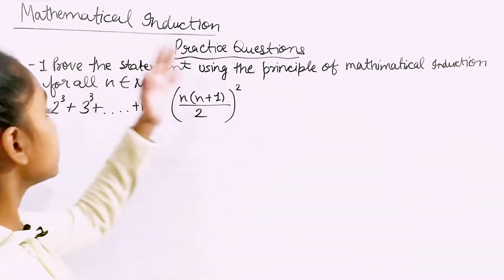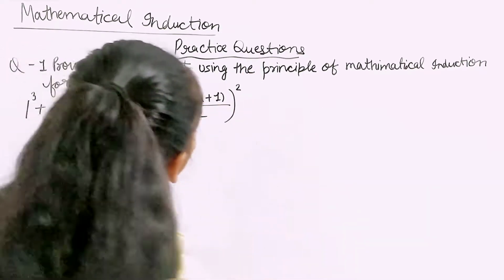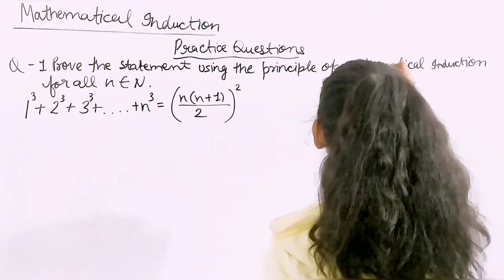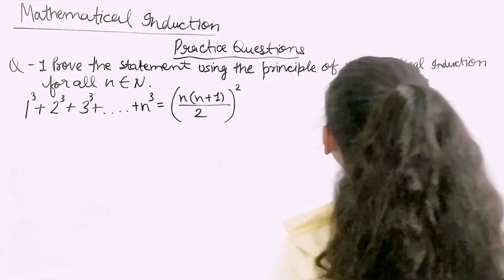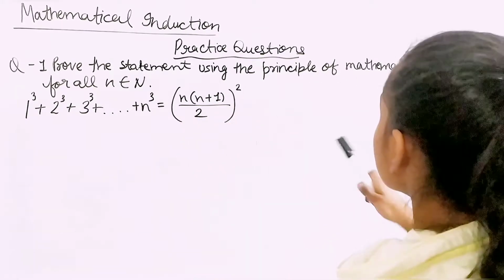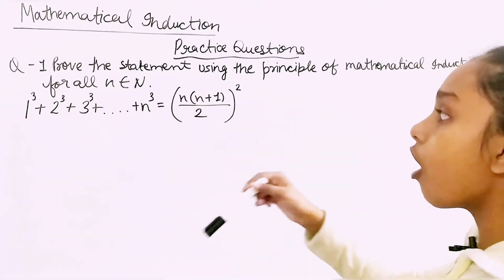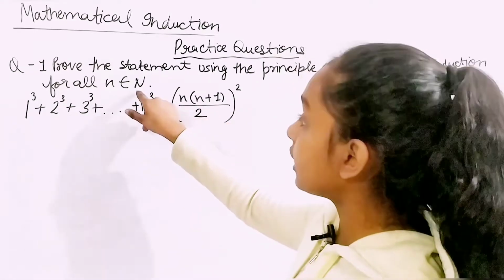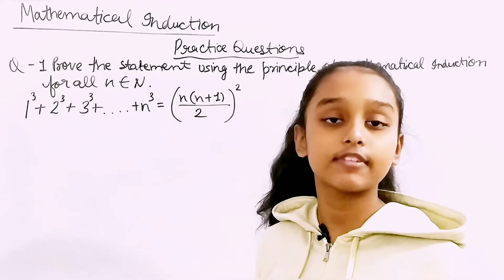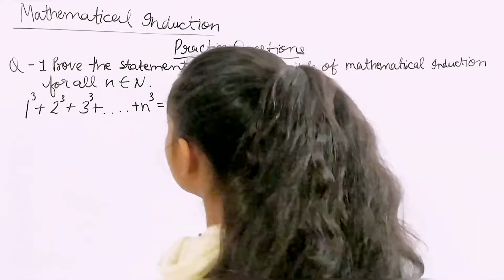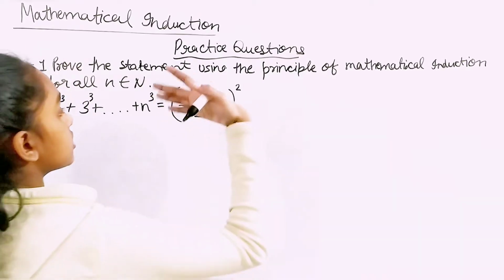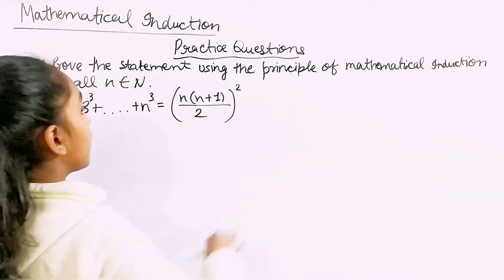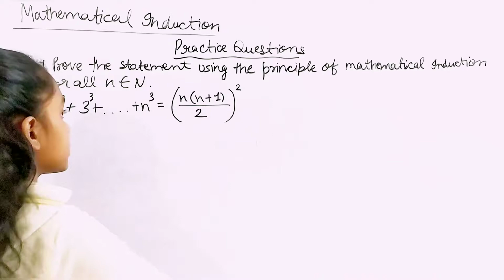I've written the question. It's saying prove the statement using the principle of mathematical induction for all n belongs to N. Here n is this n, and this capital N is the set of natural numbers. So we have to prove it, and it has told us to use mathematical induction. So let's use it.